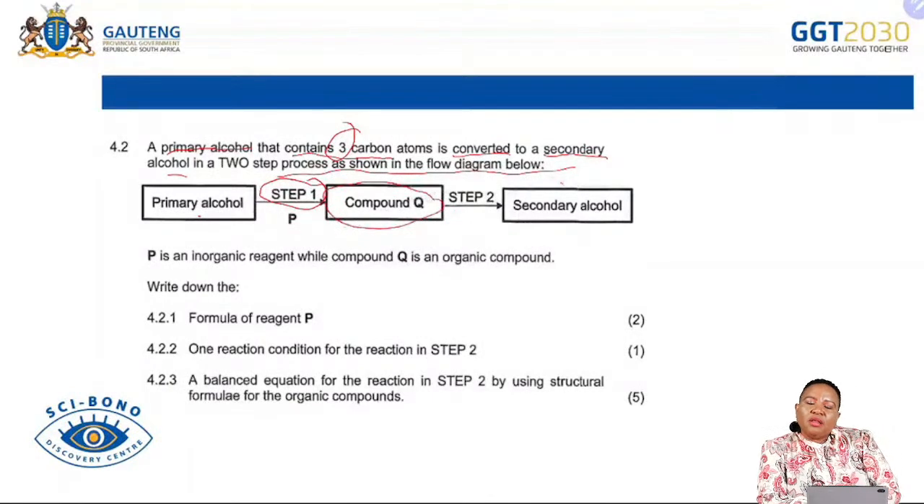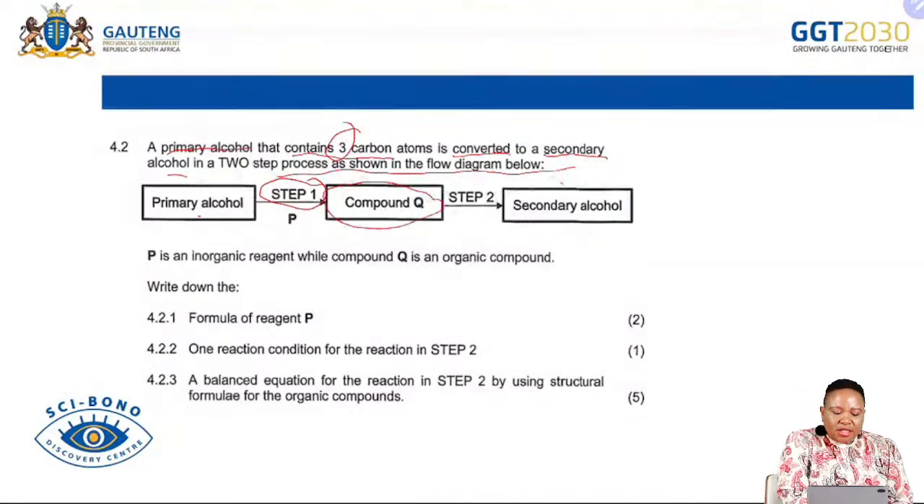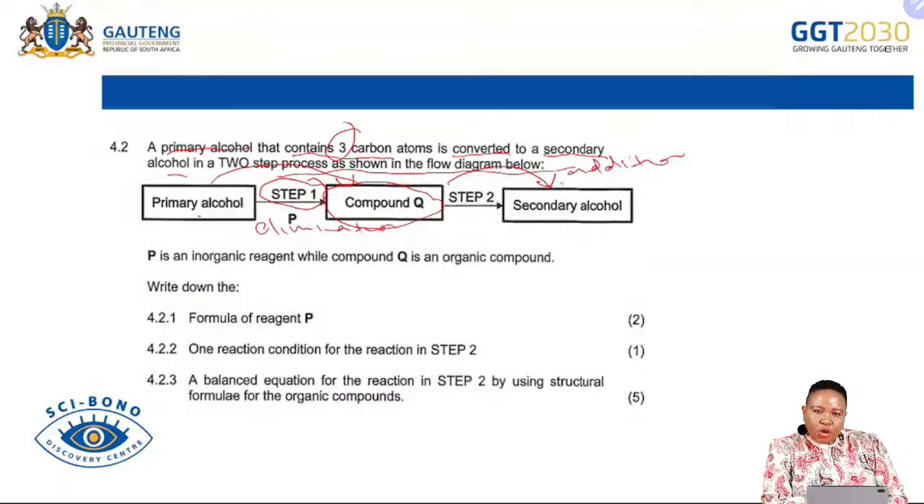And we know that the only way we can form a secondary alcohol is when an alkene undergoes an addition reaction, which is addition of water, which is hydration. So we expect from here to here to have what? An elimination reaction, so that we can have an alkene. And from here to here, we expect again an addition reaction, so that we can have an alcohol.